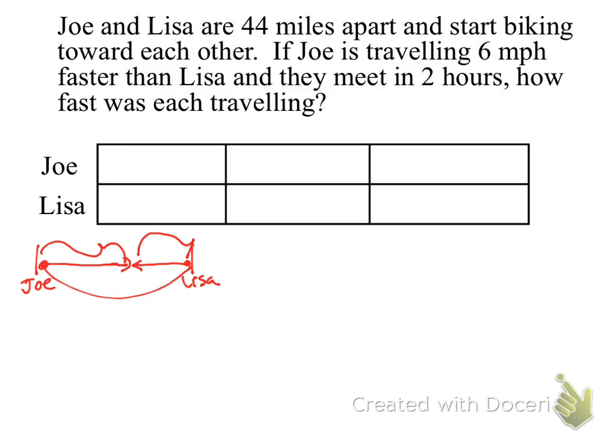Okay, what can we fill in? We said that the time is 2 hours. We know that each of them spends 2 hours. Does that make sense? Okay. Then we have, how am I showing the rates? Joe is traveling, so R plus 6. And Lisa's just R. And then where does the 44 go? Is that Joe's distance? Is that Lisa's distance?